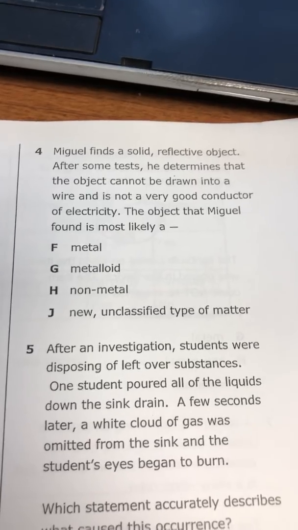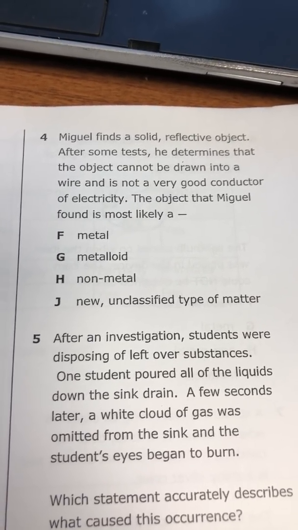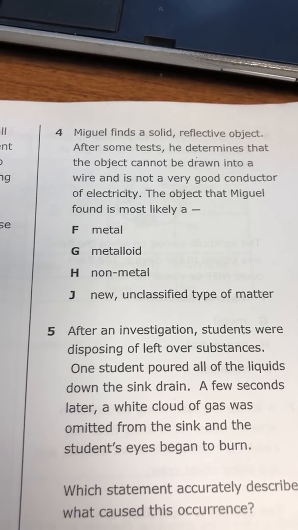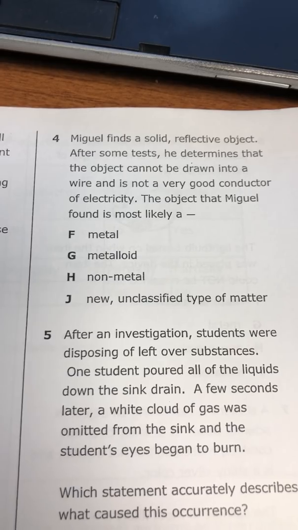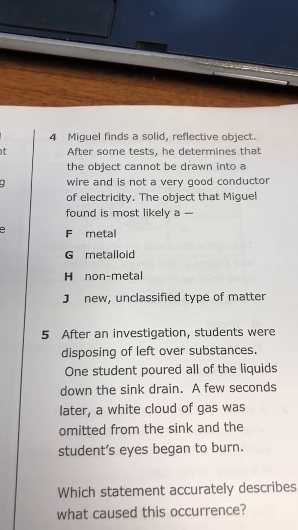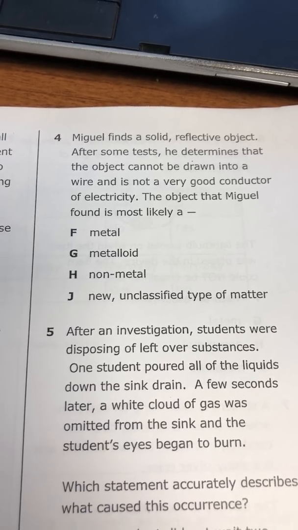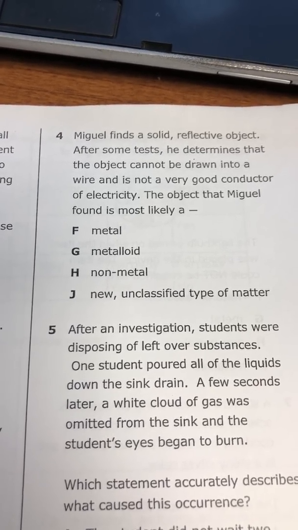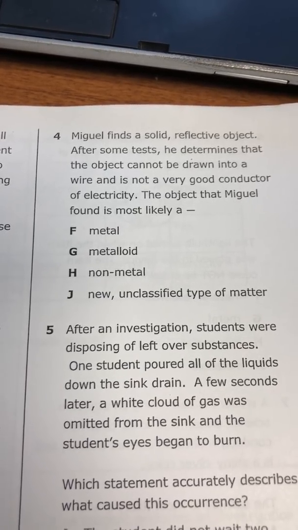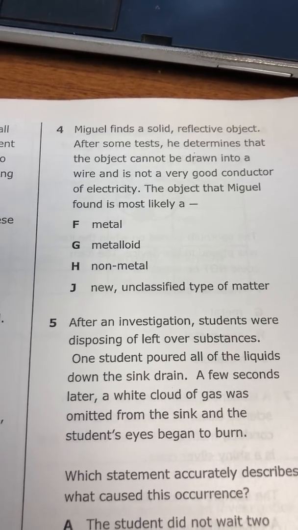Number 4. Miguel finds a solid, reflective object. After some tests, he determines that the object cannot be drawn into a wire and is not a very good conductor of electricity. The object that Miguel likely found is F, a metal, G, a metalloid, H, a nonmetal, J, a new unclassified type of matter.